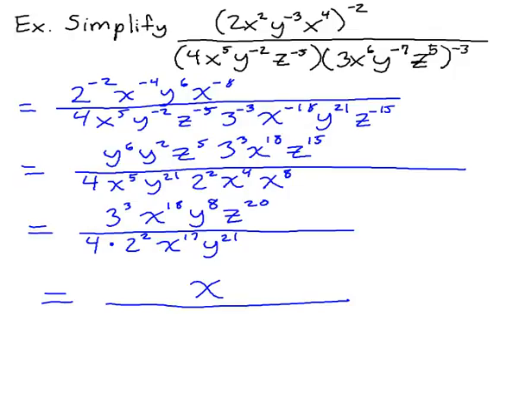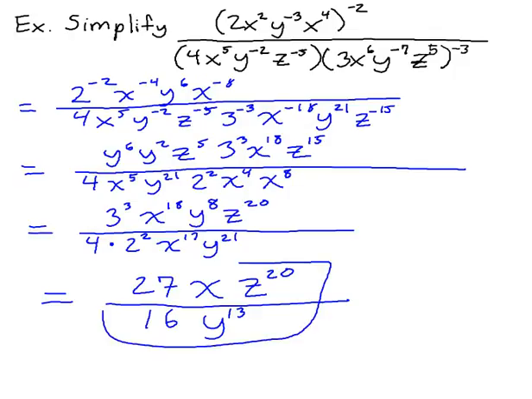We have y to the 8th on top, y to the 21st on the bottom, so we end up with y to the 13th on the bottom. And we have that z to the 20th on top still. And then simplifying our coefficients, well, 3 to the 3rd, that's 27. 4 times 2 squared, since 2 squared is 4, that would be 16. And then that would be our final answer.